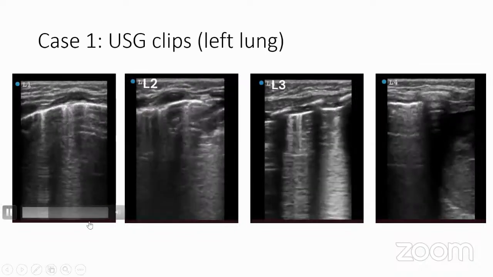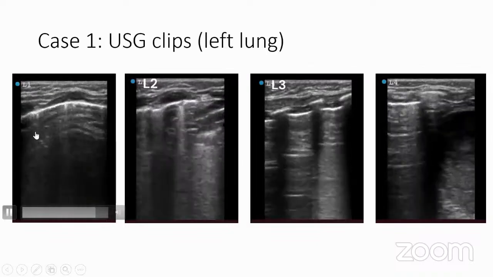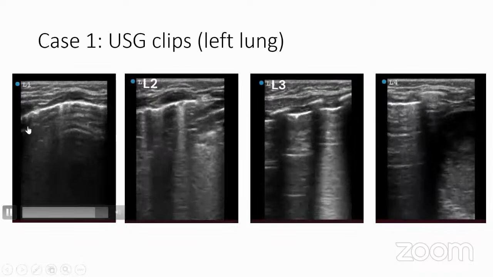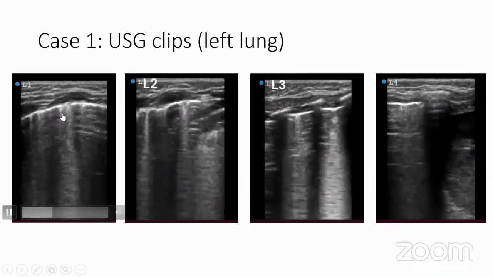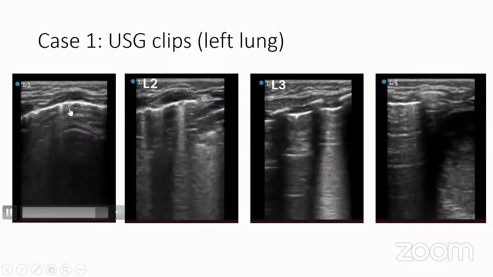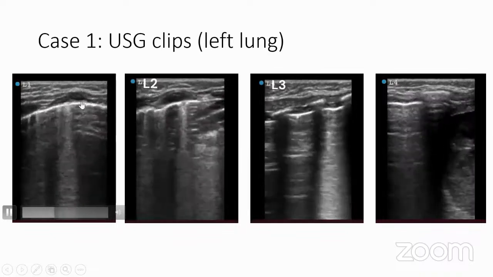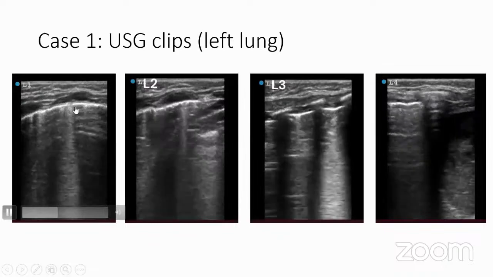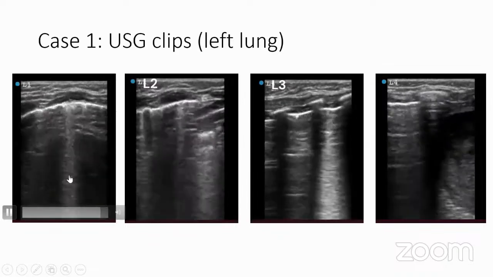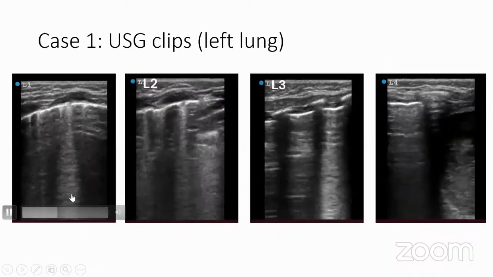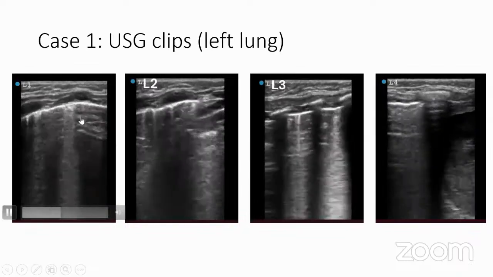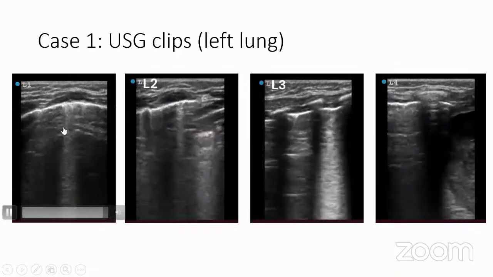ultrasound images, this is on the left side, L1, L2, L3 and L4. If I comment on the L1 image, I can see the pleura, which appears almost normal, sliding well. There's an A line and there are a few comet tail artifacts. There are certain B lines which are reaching almost till the bottom. However, I would definitely classify this as A profile.